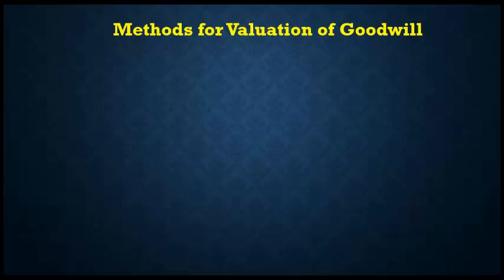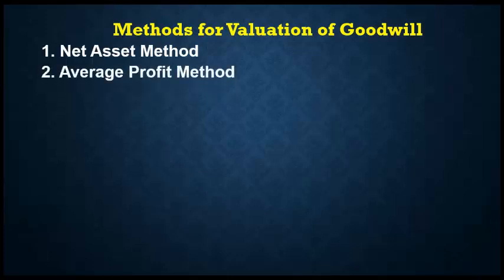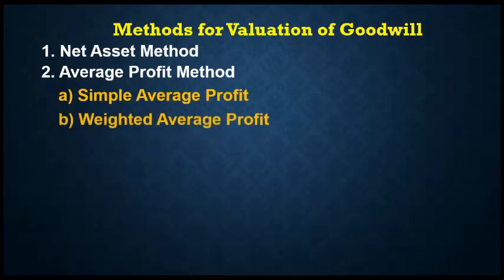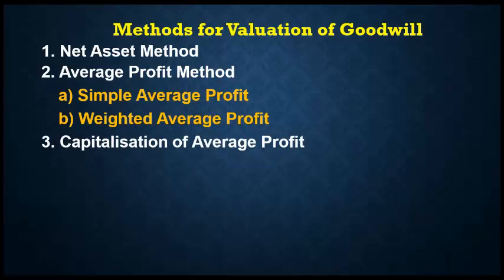There are different methods for valuation of goodwill. First one, net asset method. Second one, average profit method. Under average profit method, first one, simple average profit, weighted average profit. Third one, capitalization of average profit. Fourth one, super profit method.